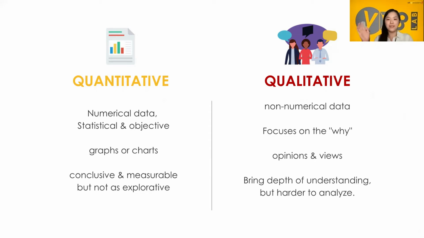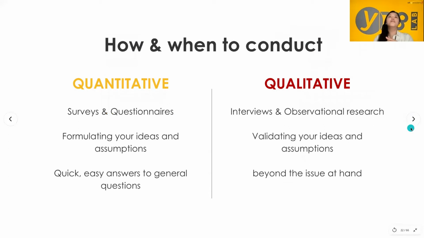Whereas qualitative is non-numerical data. So you don't see metrics in graphs and charts. It focuses on the what and the why. So it measures opinions and views. And for qualitative, it usually brings more depth in understanding that quantitative cannot give you. But in return, it is a little bit harder to analyze because it's not as straight to the point as quantitative, okay?